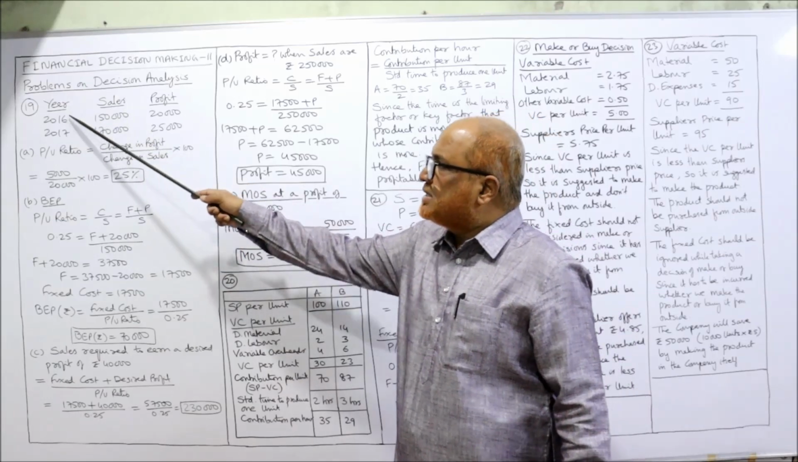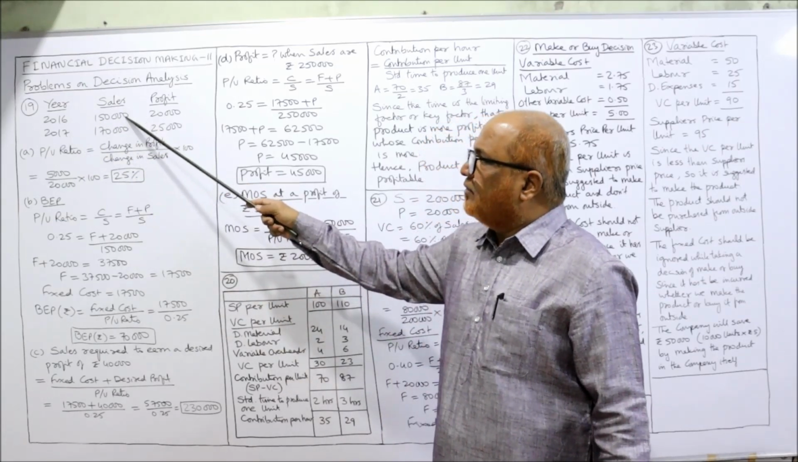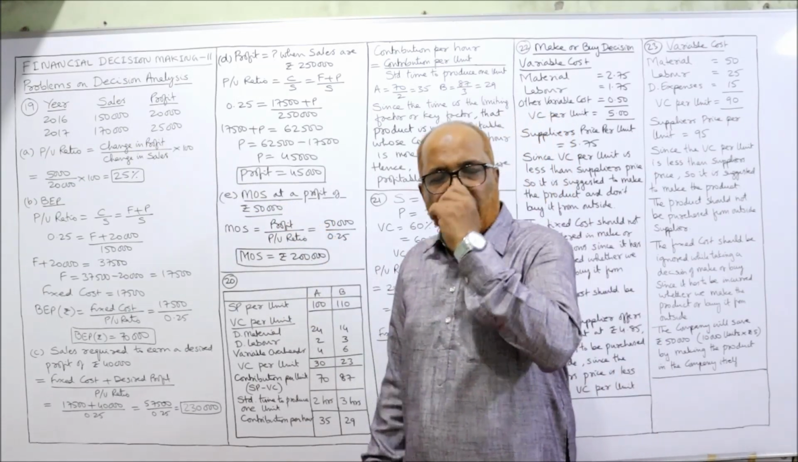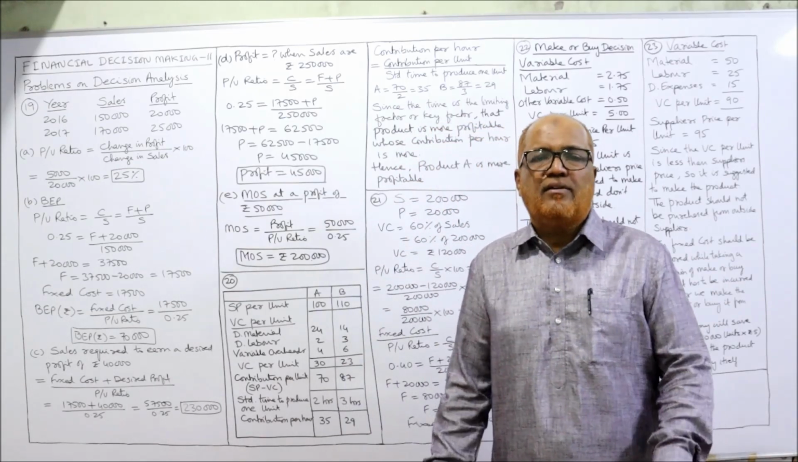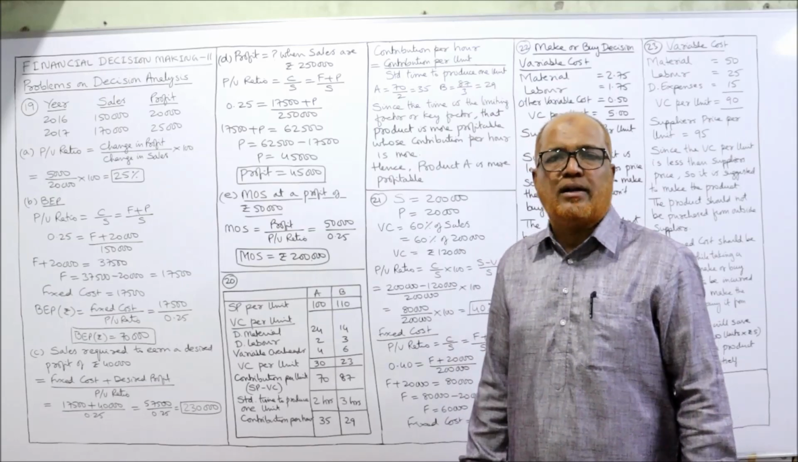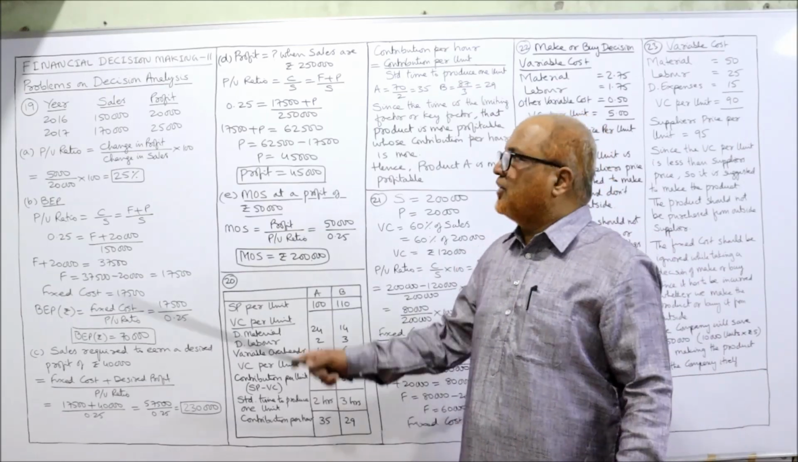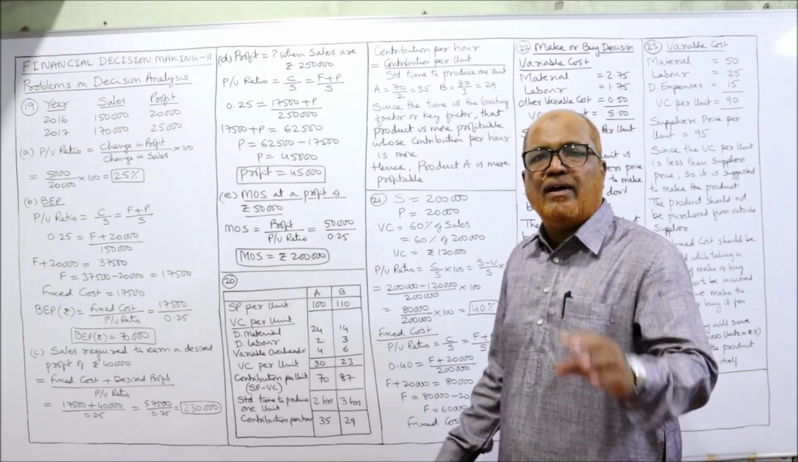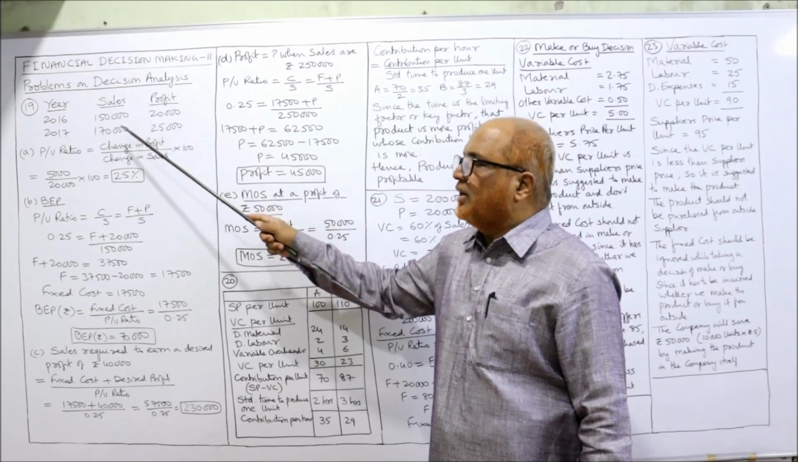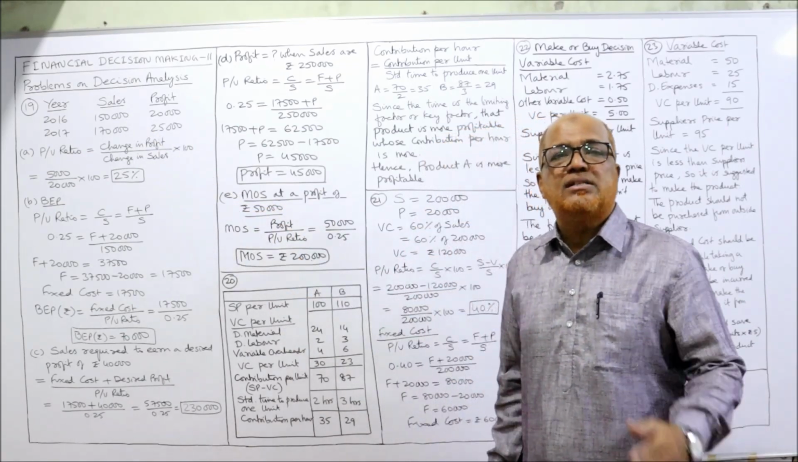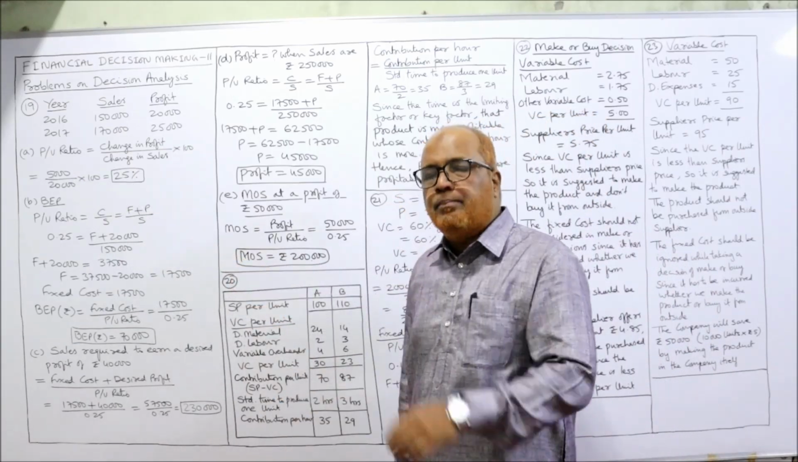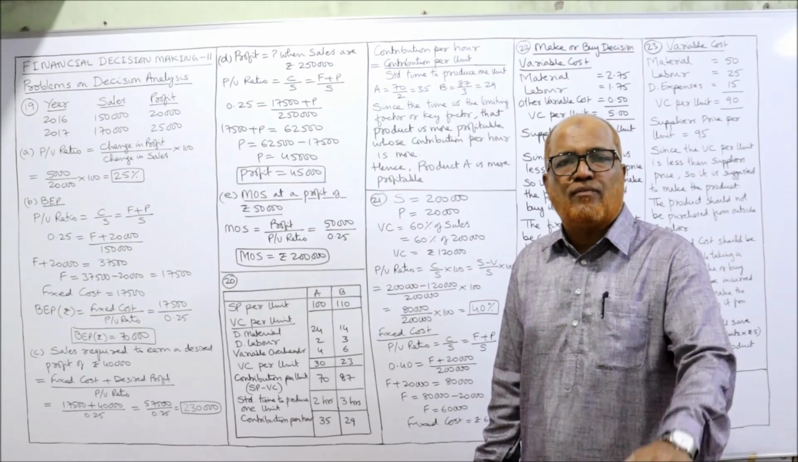Now for 2016 and 2017, sales are given as 1,50,000 and 1,70,000, and profit 20,000 and 25,000. You know, whenever 2 periods' data is given, we have to apply the formula for PV ratio: change in profit by change in sales into 100. So how much is the change in profit? 20,000 to 25,000, 5,000 rupees is the change in profit. And sales from 1,50,000 to 1,70,000, so 20,000 is the change in sales. So 5,000 by 20,000 into 100, 25%. First item, PV ratio, we have completed.